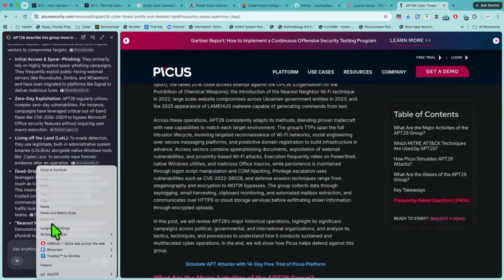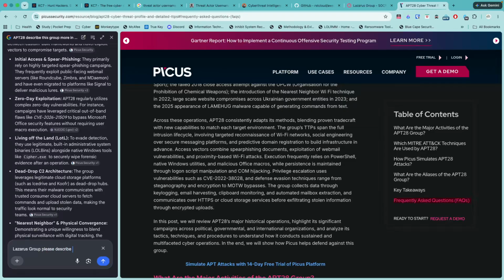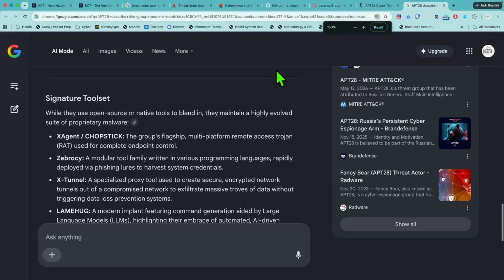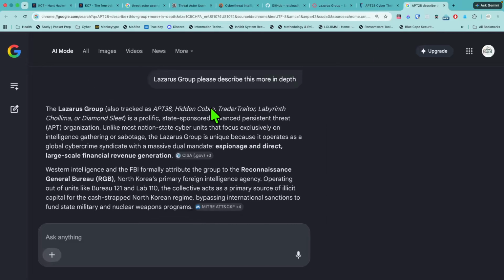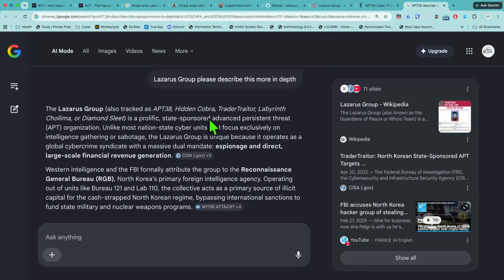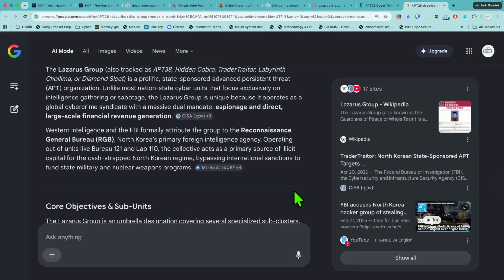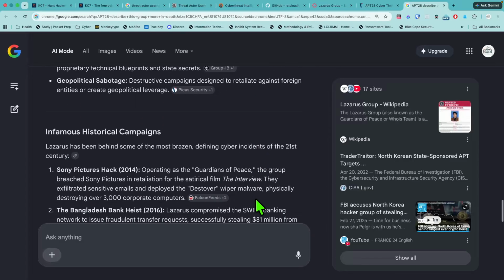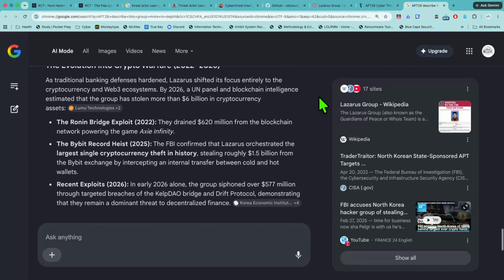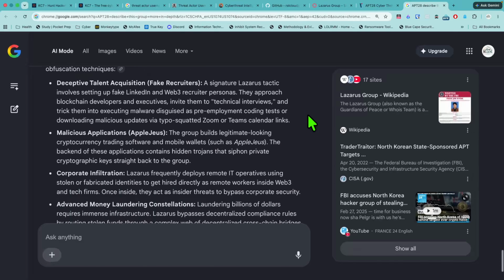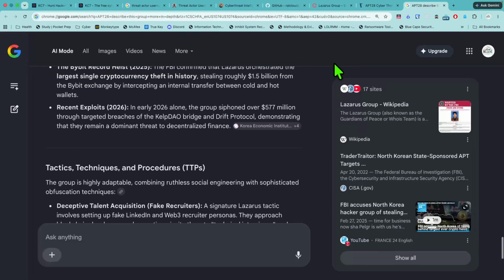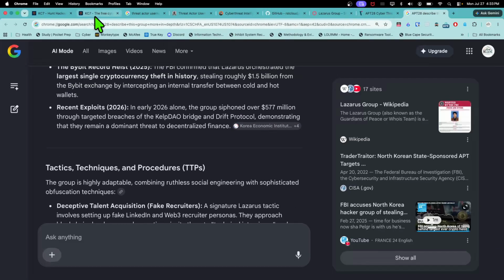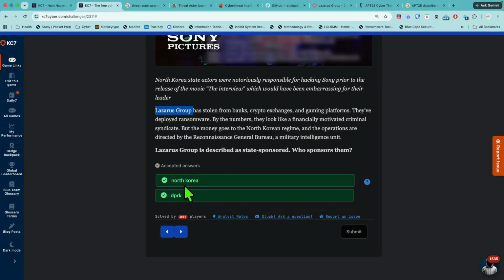And if we use AI, please describe this more in depth. Let me maximize this. The Lazarus Group is also tracked as APT 38, Hidden Cobra, Labyrinth Chollima, or Diamond Sleet. Awesome. It's a prolific state-sponsored advanced persistent threat, APT, organization. And there is much more information, such as core objectives and subunits, infamous historical campaigns, the evolution into crypto warfare, tactics, techniques, and procedures. Like I said, highly recommend these websites because I want to show you really helpful features and resources. So our answer is going to be North Korea.